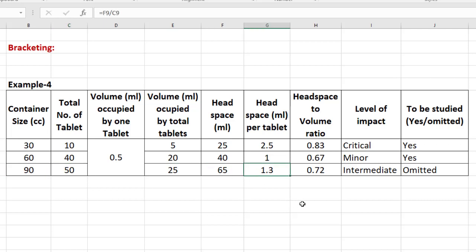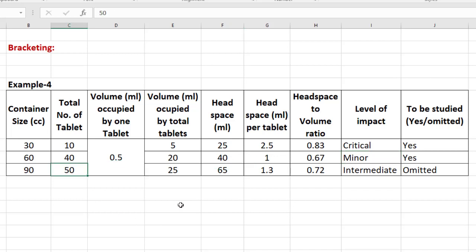Now according to your logic, we should find the critical one, and you will say, okay, 2.5 is going to expose much higher, and hence the 30 cc and 10 count becomes the critical. Absolutely right. Now let us understand the minor one, whether this 1 ml per tablet or 1.3 ml per tablet is going to be minor. Absolutely, 1 ml per tablet, right? It is the minor one. It is going to have the least impact as compared to 1.3 ml per tablet, and hence our 60 cc and 40 tablets becomes minor in this case. And what becomes intermediate? 90 cc and 50 tablets.